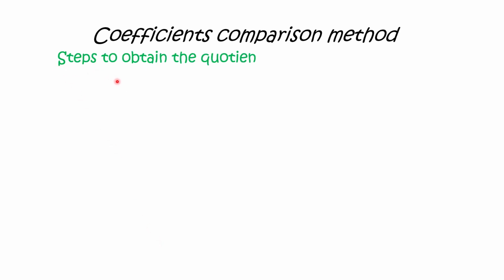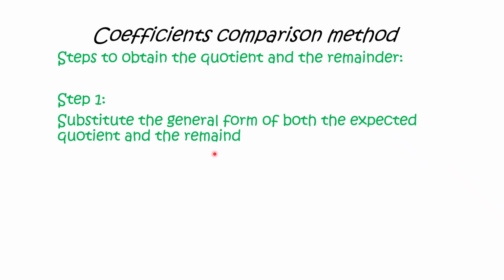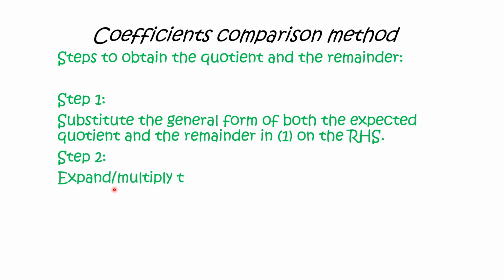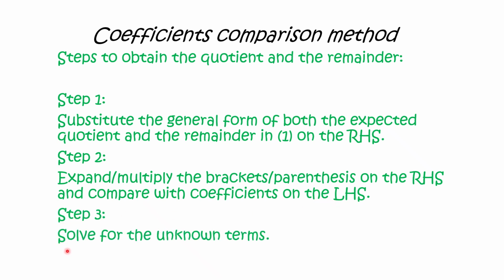Great. So now let's look at the steps of obtaining the quotient and the remainder using the coefficients comparison method. Step 1. Substitute the general form of both the expected quotient and the remainder in equation 1 on the right-hand side, or RHS. Step 2. Expand or multiply the brackets or parentheses on the RHS and compare with the coefficients on the LHS, that is to say, the left-hand side.